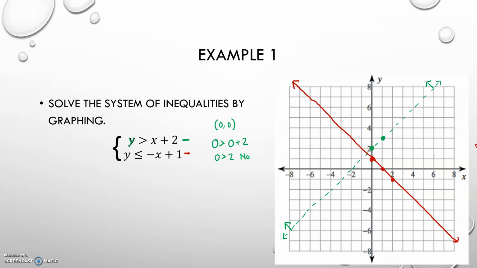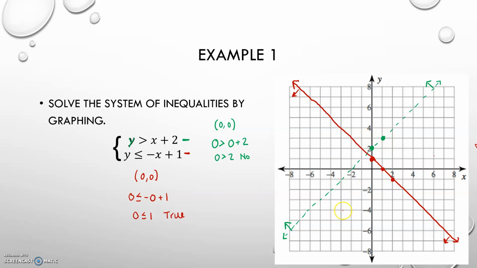And then I plug in 0, 0, because again, my graph does not go through that point, so it's safe to use. I get 0 is less than or equal to -0 plus 1. So 0 is less than or equal to 1. This is true, and so that means 0, 0 is a solution. So I'm going to shade below it, or to the left, however you want to think about it.